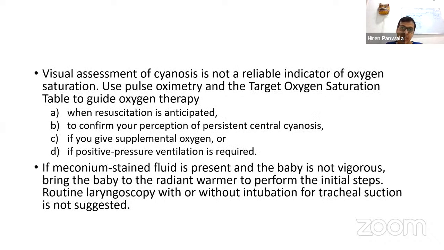Now, visual assessment of cyanosis is not a reliable indicator. And that is why we need to use a pulse oximeter and look at the target oxygen saturation levels. When do we need to do that? When resuscitation is anticipated, it's a non-vigorous baby. To confirm your perception of persistent cyanosis, if you give supplemental oxygen, definitely you need to apply a pulse oximeter. And if positive pressure ventilation is required, then we need to use a pulse oximeter. So these are the four times when you will need to use a pulse oximeter.